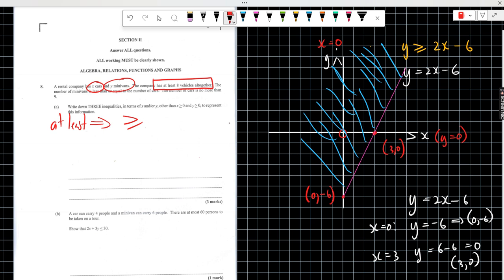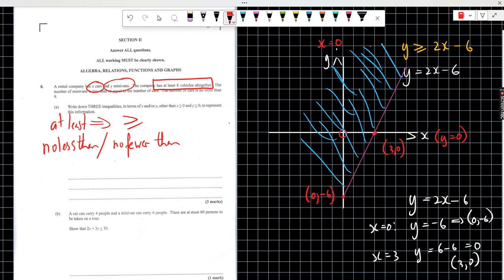Yes, sir. Another way of expressing at least, they could say no less than or no fewer than. These are similar expressions. So if they say that the company has no less than, no fewer than, or at least, they basically mean the same thing. Is that clear?